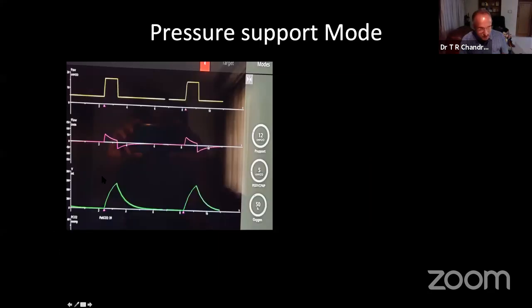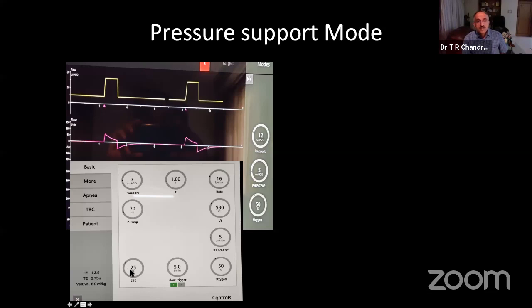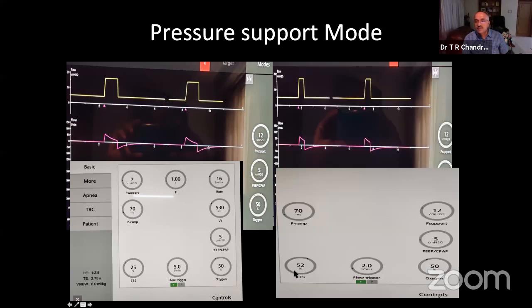See now, see this good amount of inspiratory time is there. You see it is 25%. I changed it to 50%. You see, I've changed it to 52%. I've shifted the trigger also. You look at the inspiratory time. You look at the expiratory time.